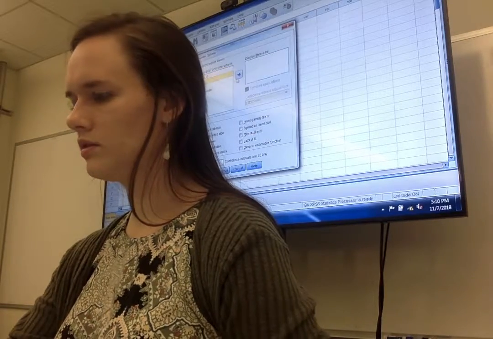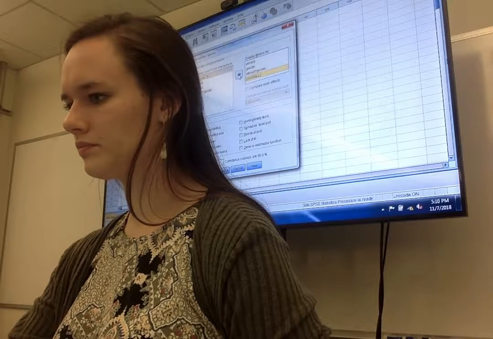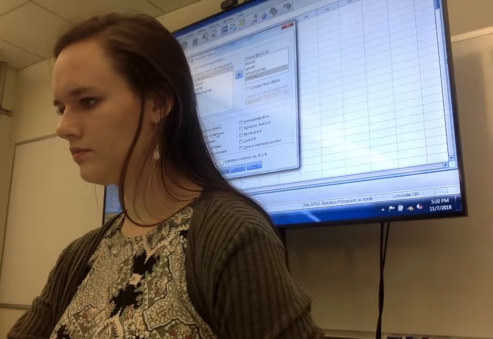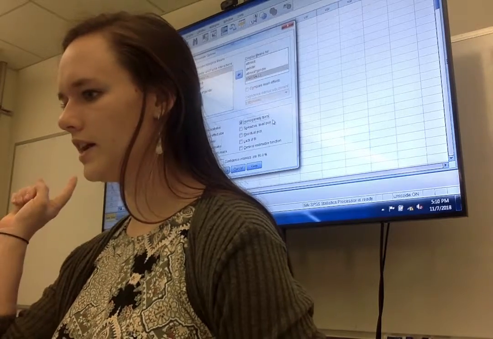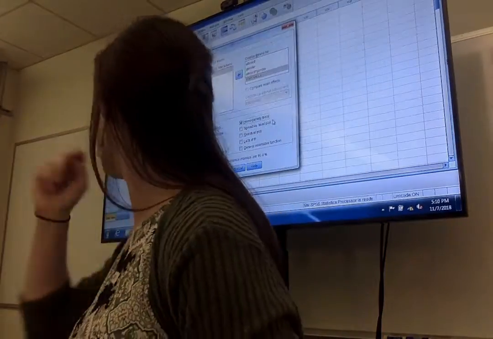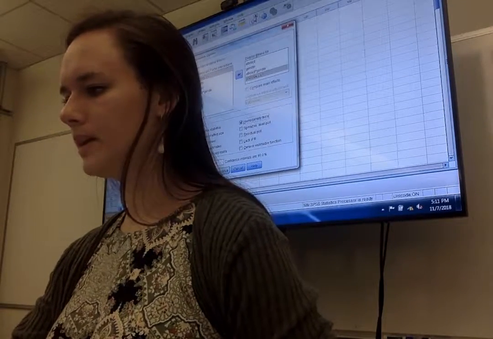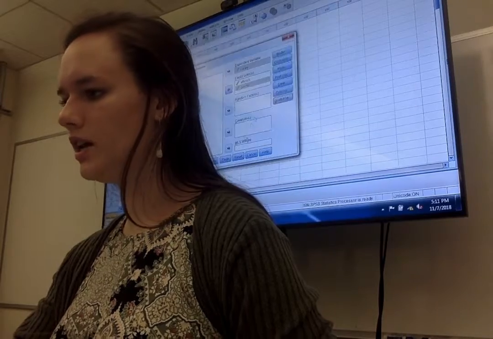Options. Display. So homogeneity tests, estimates of effect size. I went ahead and put the descriptive stats just so it'll come out with that. Continue, and that's all we should need.